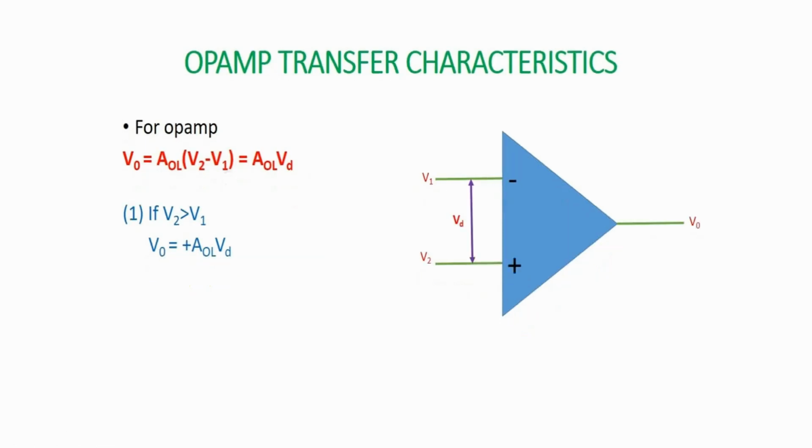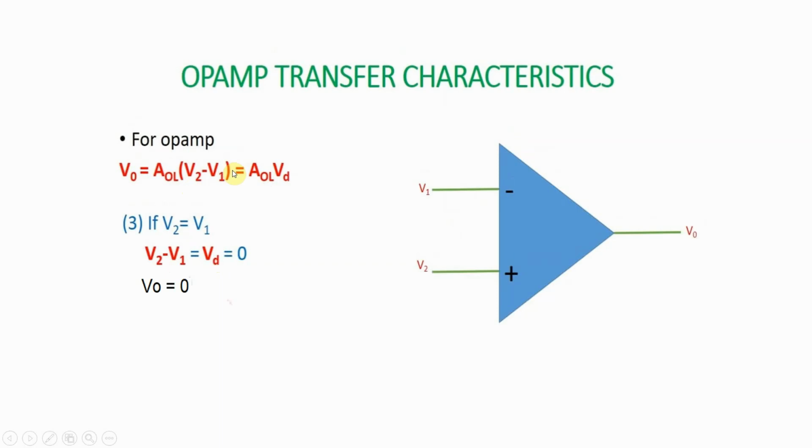And if the non-inverting voltage V2 is greater than V1, what is the output voltage? V0 is equal to plus AOL into Vd, where AOL is the open loop gain. Put the values in this equation, and we get the output voltage positive. From this formula, we can calculate the output voltage.